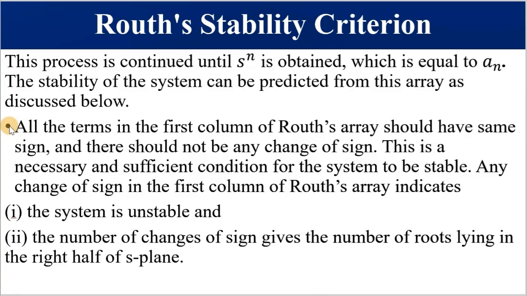And this is an important point. All the terms in the first column of the Routh array should have the same sign, and there should not be any change of sign for it to be stable. And this is a necessary and sufficient condition for the system to be stable.